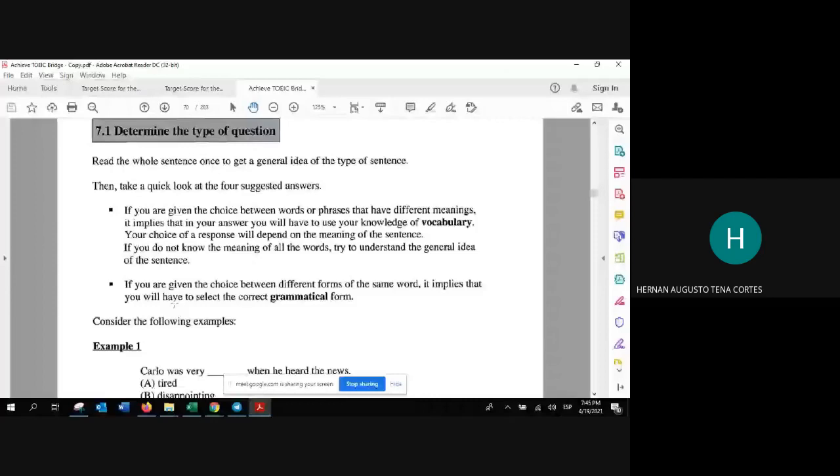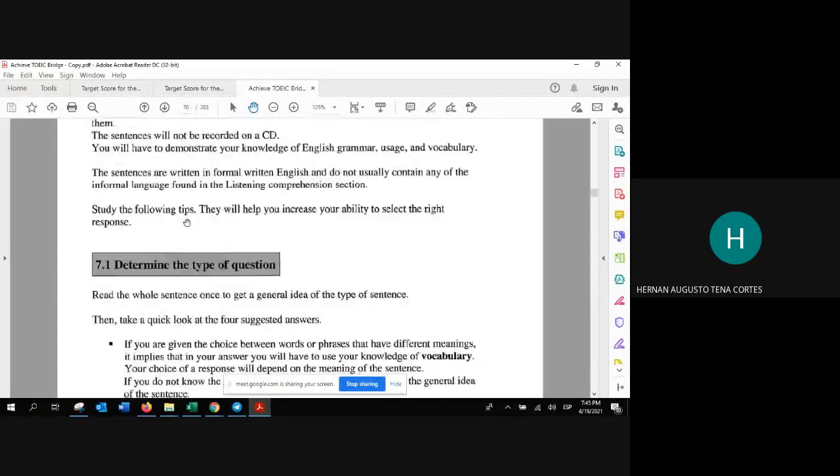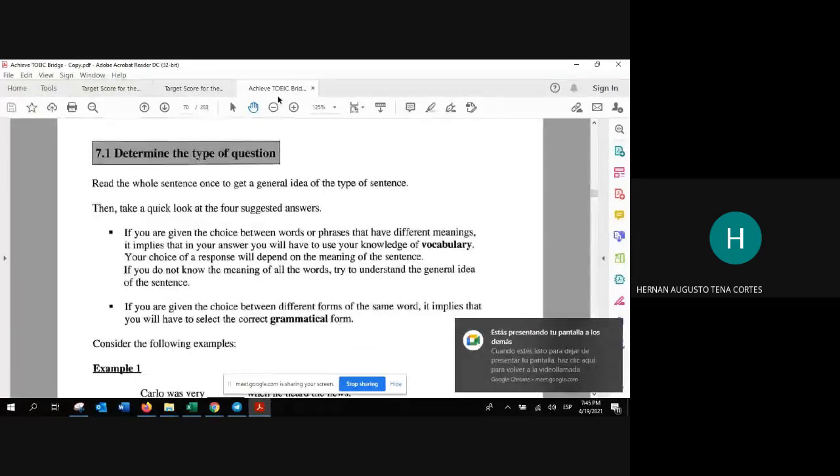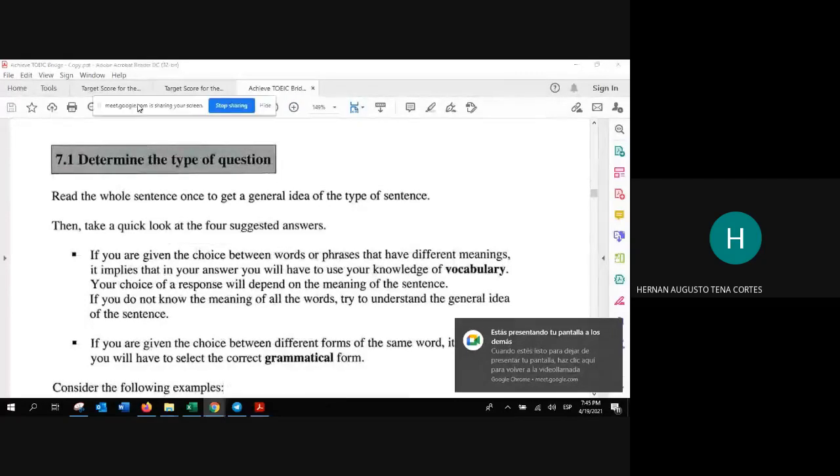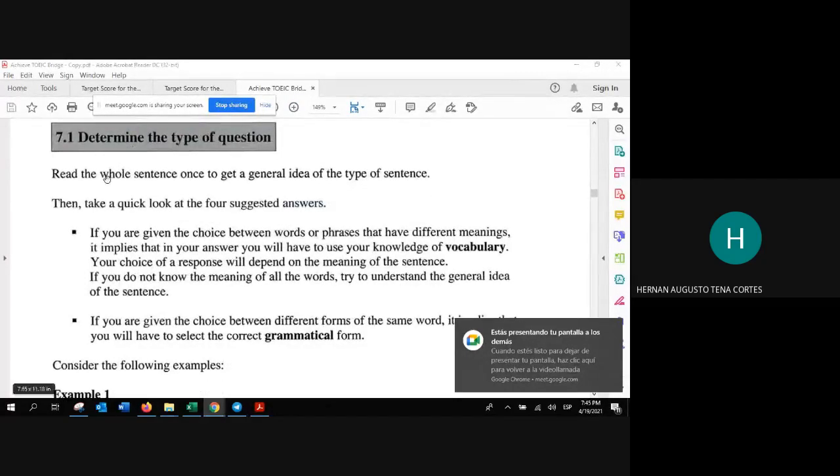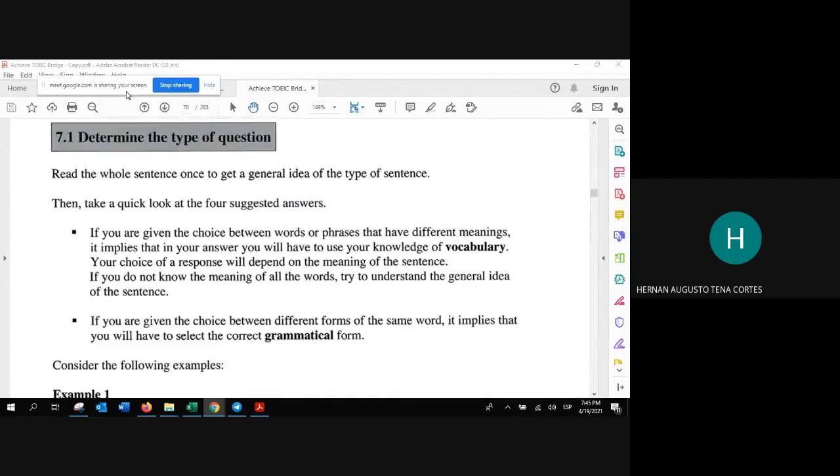Give me 1 second, guys. Here, let me share my screen. My screen is loading. And there we go. Okay. So let's take a look at these tips together, okay? I'm going to read this to you.